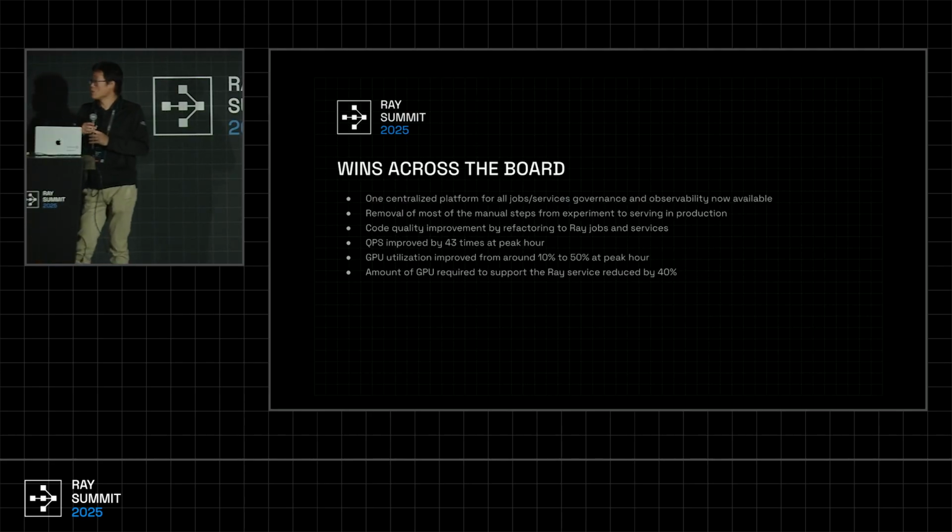And as a result of this adoption, we have some major wins across the board. You have heard some of them in today's keynote. First, we have one centralized platform for all the jobs and services, governance, and observability in one place. We have removed most of the manual effort from experiment to serving in production. We have improved the code quality significantly by refactoring the legacy code to Ray jobs and Ray services.